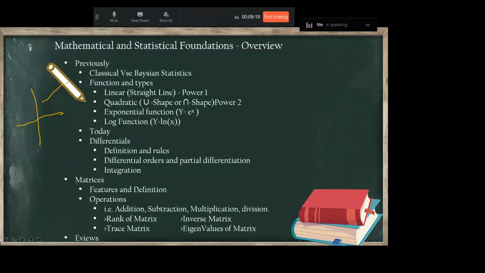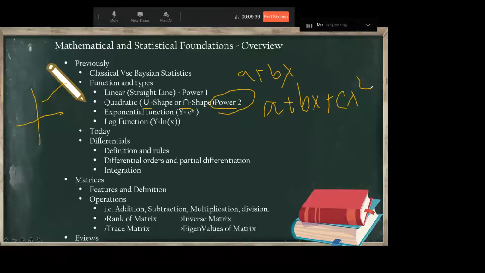Whereas quadratic has a U shape or inverse U shape, and it is a function with power or order 2. A linear function is always with power 1, for example, a plus bx, whereas a quadratic function is a plus bx, and we also have x square. That's the main difference.